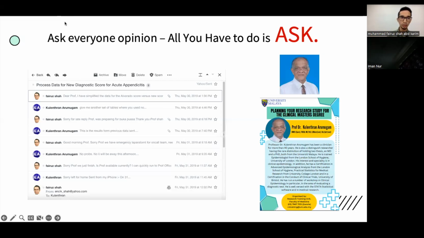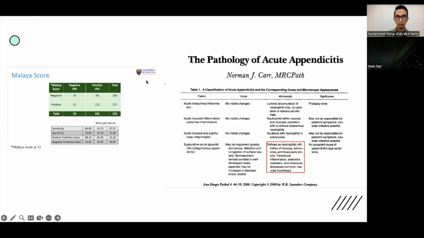It's up to you. Sometimes their idea or opinion may not be relevant to you, but sometimes something you didn't think about ends up giving you some benefit or some idea for your thesis. The second example I'm going to share is this.